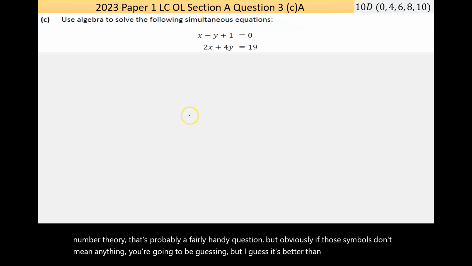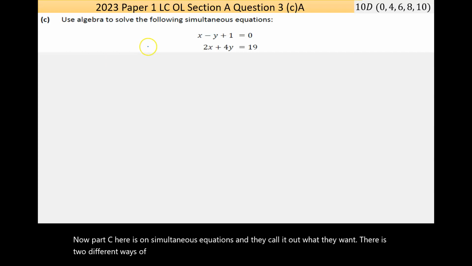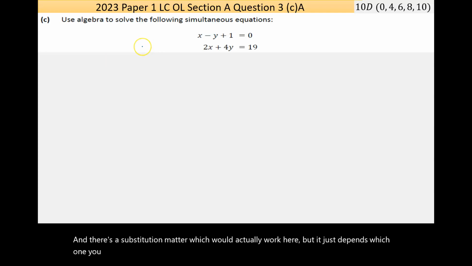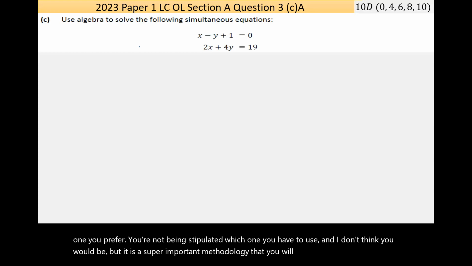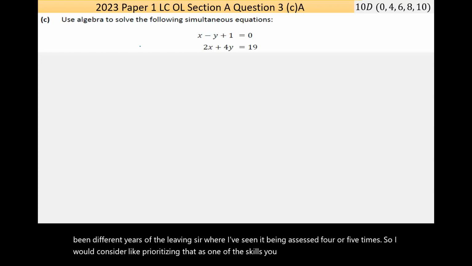Now, part C here is on simultaneous equations, and they call out what they want. There are two different ways of solving simultaneous equations. There's the elimination method, which we're going to use right now, and there's the substitution method, which would actually work here. But it just depends which one you prefer. You're not being stipulated which one you have to use, and I don't think you would be, but it is a super important methodology that you will be assessed on. There have been different years of the Leaving Cert where I've seen it assessed 4 or 5 times. So I would consider prioritizing that as one of the skills you want to focus on coming up to the mocks or the exam.